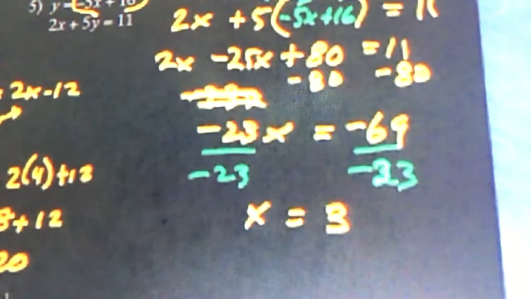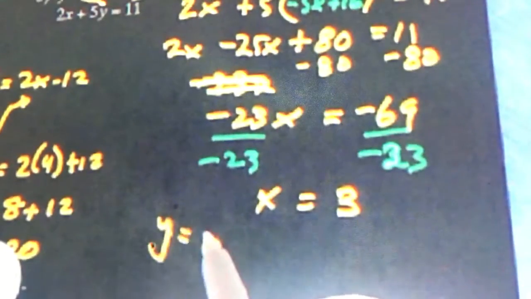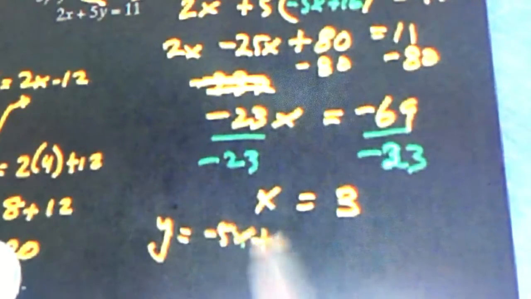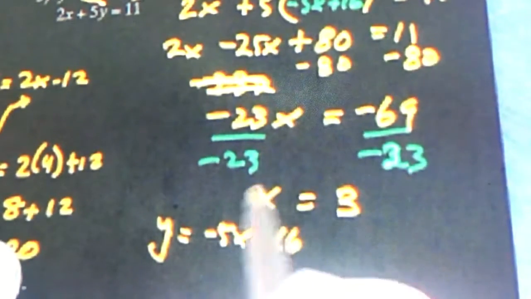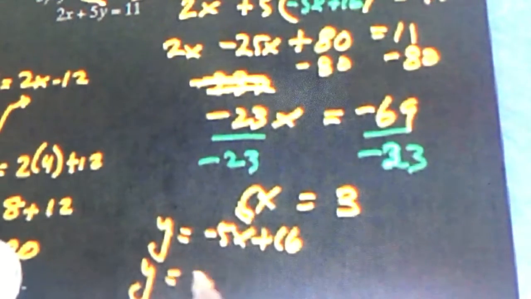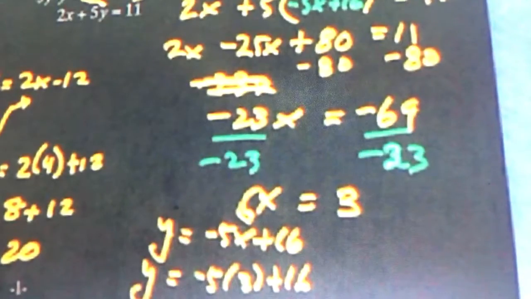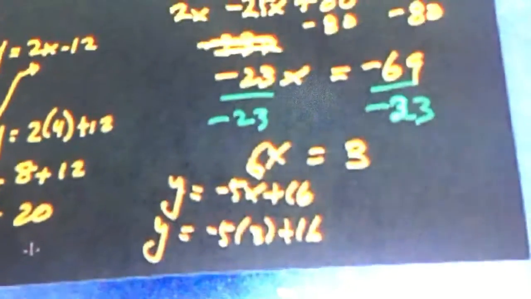x equals 3. And then we just simply substitute that back into either equation to get y. I'm going to pick the first one, so we get y equals negative 5x plus 16, and I'm putting that x equals 3 into there, right? I'm substituting it in. y equals negative 5 times 3 plus 16, that's negative 15. Negative 15 plus 16 is equal to 1.